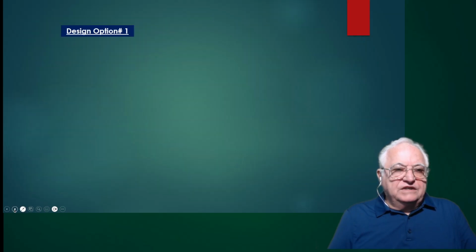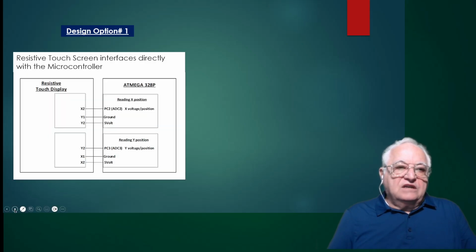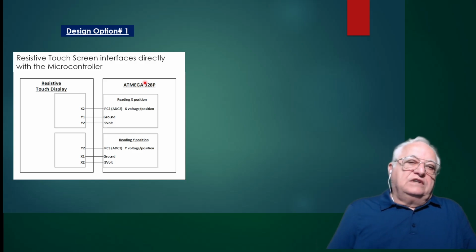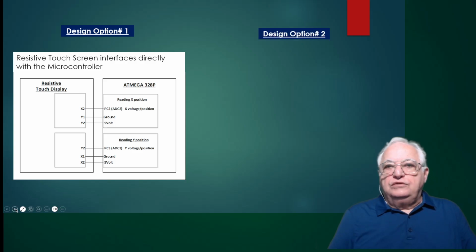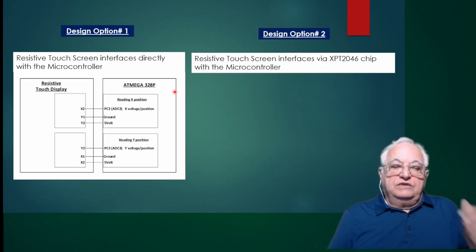So now for designing this touch screen, I have two design options. The first one is the resistive touchscreen interfaces directly with the microcontroller. And that's what we did in my presentation one. I took a resistive touchscreen and we hooked it up directly to the controller and made it work. Now design option two is what we're going to be doing today. The resistive touchscreen interfaces via the XPT2046 chip with the microcontroller.